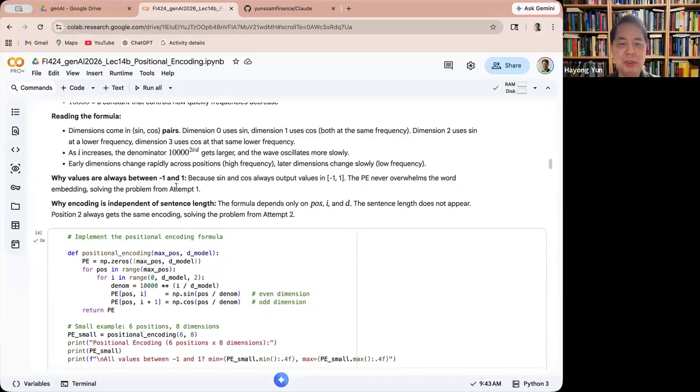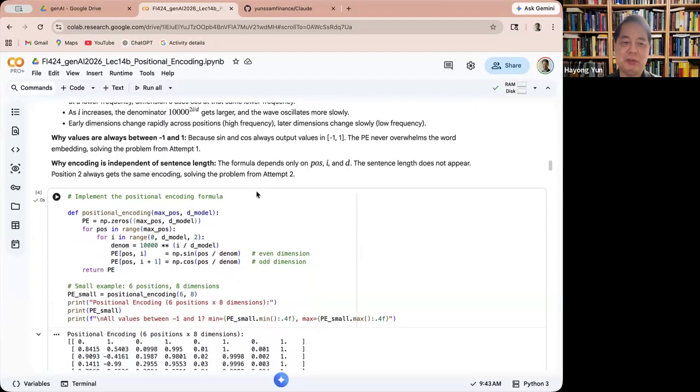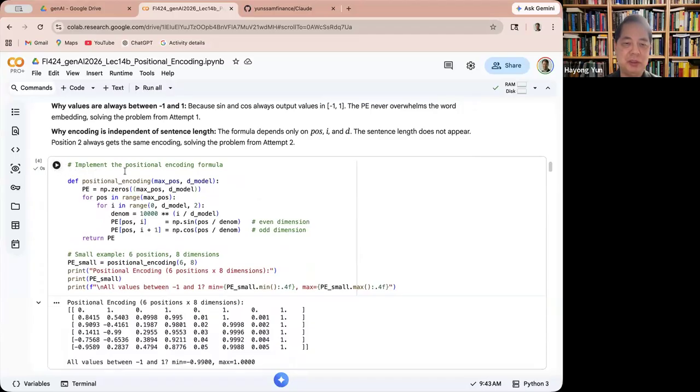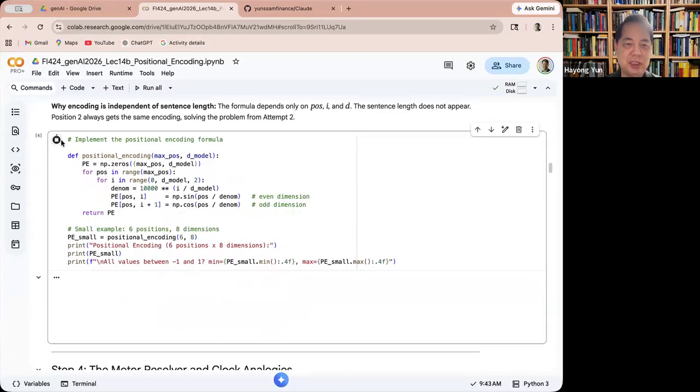Values are always between -1 and 1 because sine and cosine always output values between -1 and 1. So P never overwhelms the word embedding, which is also between -1 and 1. Why is the encoding independent of the sentence length? Because the formula depends only on position and i and d, and the sentence length does not appear in it. Position 2 always gets the same encoding, solving the problem. So here's how to implement the positional encoding. For example, here's a maximum position and the dimension of the model, and let's see how it works.